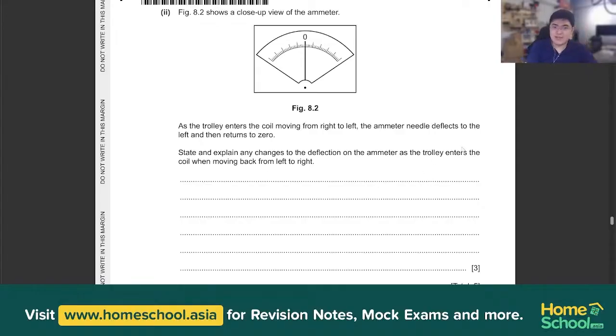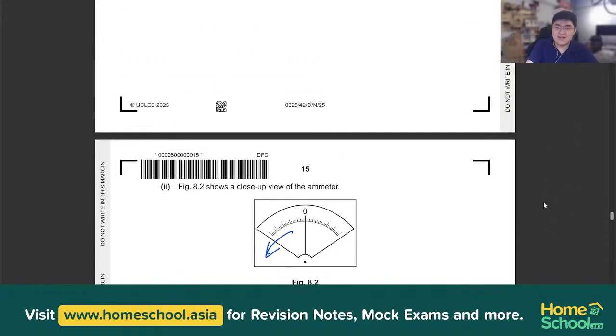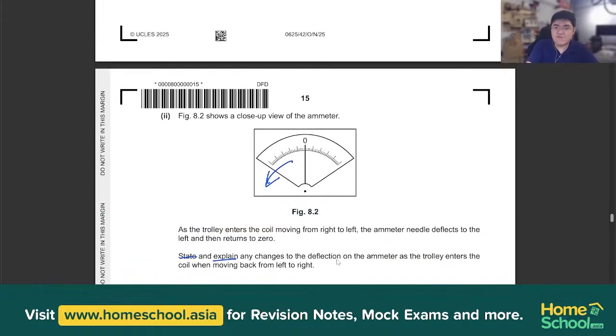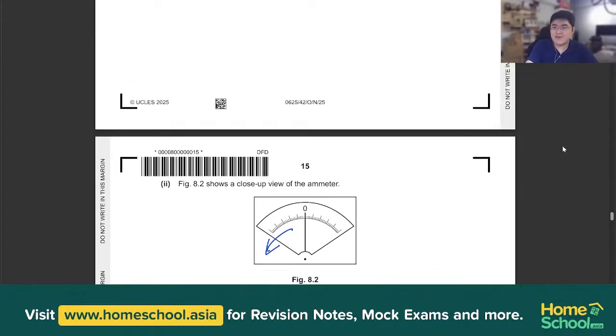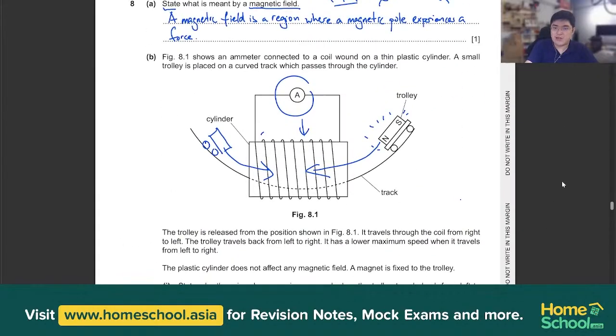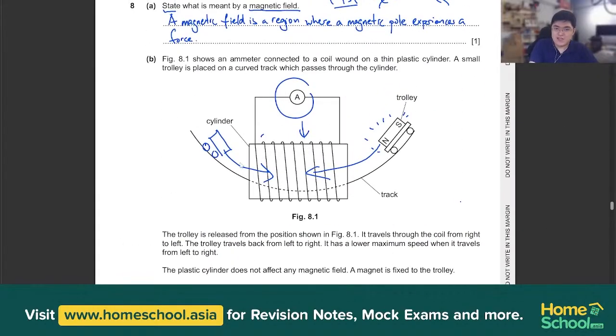So as the trolley enters the coil, moving from right to left, the ammeter deflects to the left and then returns back to 0. Okay? And then we are to state and explain any changes to the deflection of the ammeter as the trolley enters the coil and moves from left to right. So basically, we want to know what happens to the ammeter when the trolley moves in this direction.